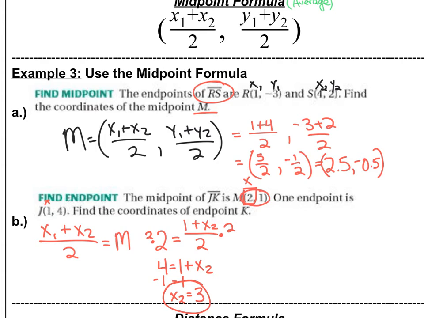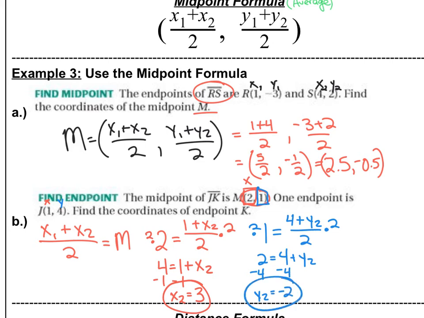Now we have to find the y coordinate. It's the same sort of idea. We are now dealing with this coordinate, so 1 is equal to my y coordinate, (4 plus y sub 2) divided by 2. Again, multiply both sides by 2. We'll get 2 equal to 4 plus y sub 2. Subtract 4. Y sub 2 equals negative 2. So my ordered pair for the endpoint is (3, negative 2). All right, so that's just a way to use the midpoint formula.